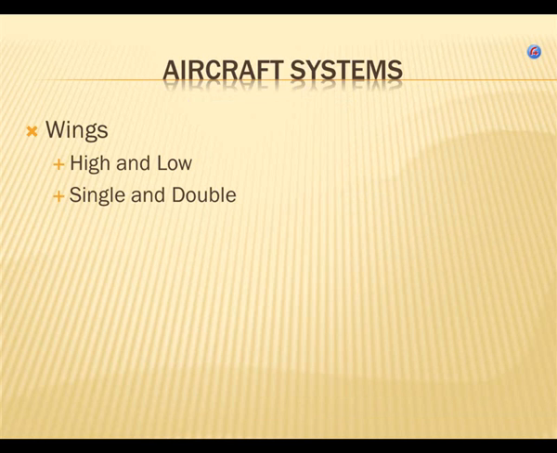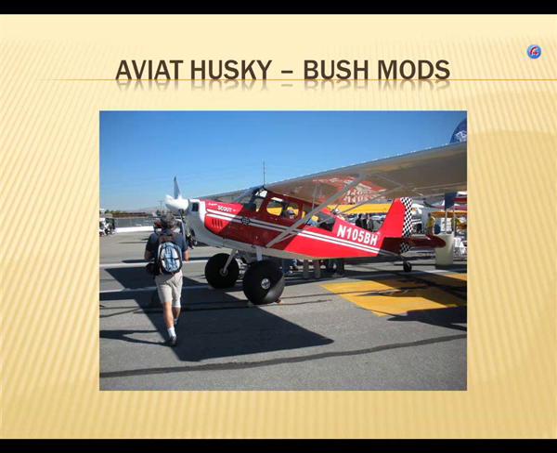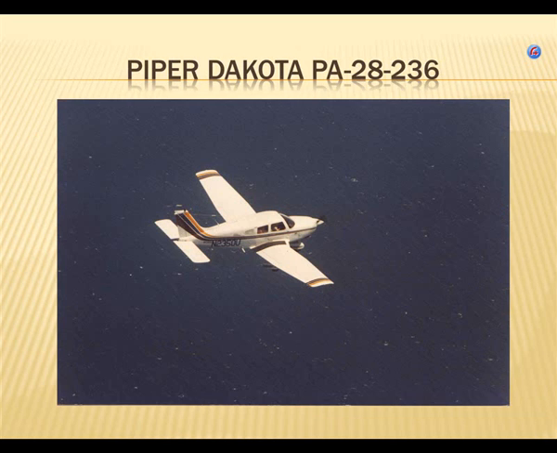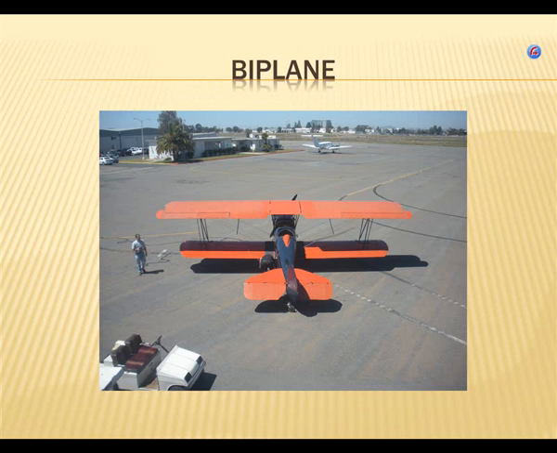Okay, so aircraft systems, wings, single and double. There's a single wing. Single wing. That was taken over the Gulf of California. Double wing.